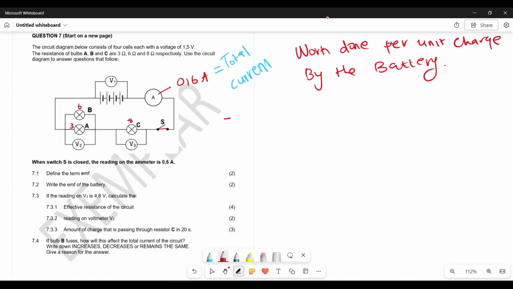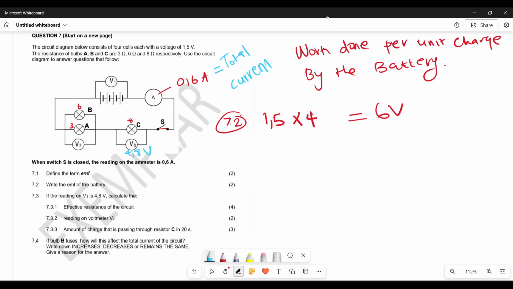Now, 7.2, they say write down the EMF of the battery. Now, if each cell is 1.5 volts and we have 4 cells, so multiplying 1.5 times 4, my total voltage or my EMF of the battery should be equal to 6 volts. Now, 7.3, they're telling us that the reading on V3 is 4.8. So this is V3. This is 4.8 volts.